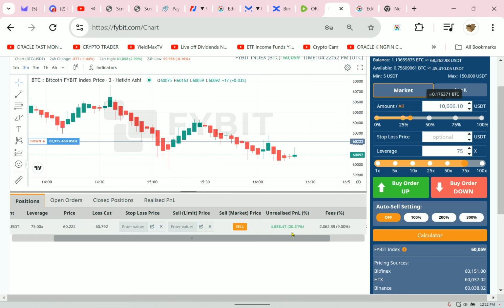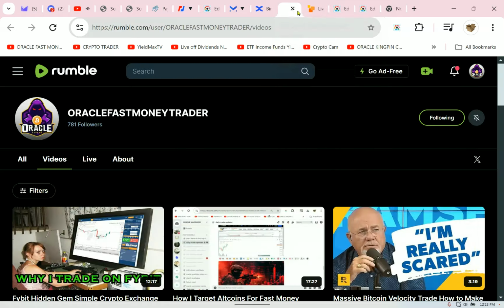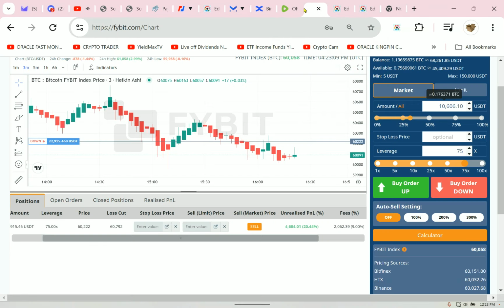Now, look at this one. 18% only. There's a 9% fee, okay? To borrow 75 times my money. They don't even know my name. This is profitable, okay? Hold on. I am reloading. So what I want you to look at again, 20%, up $4,500 on Fibit.